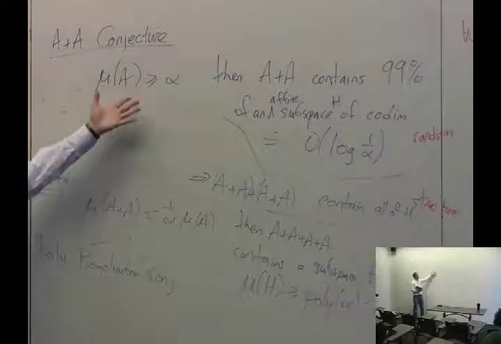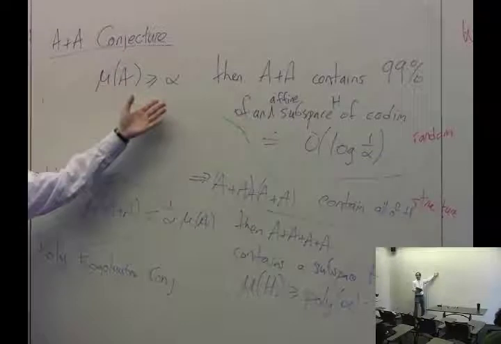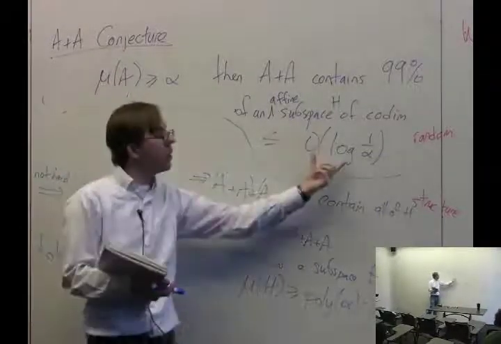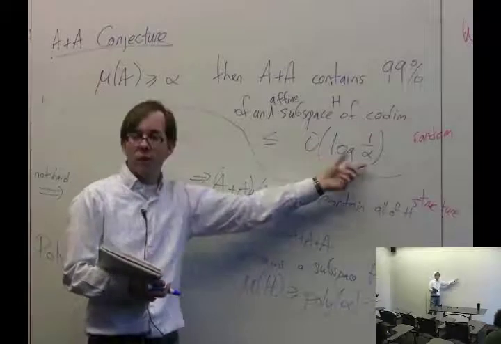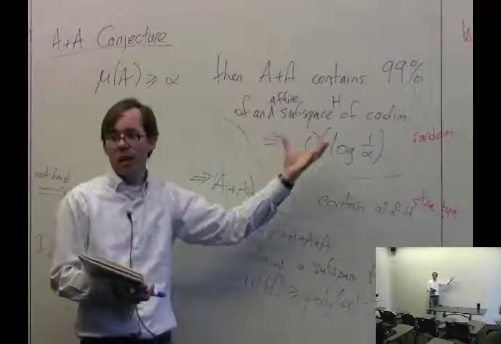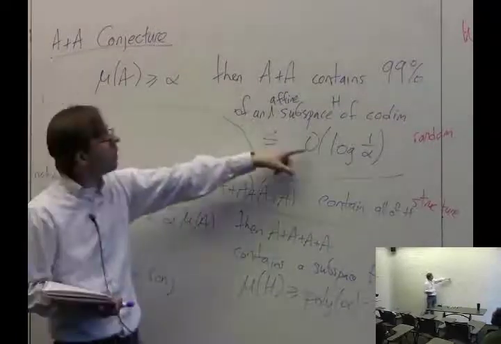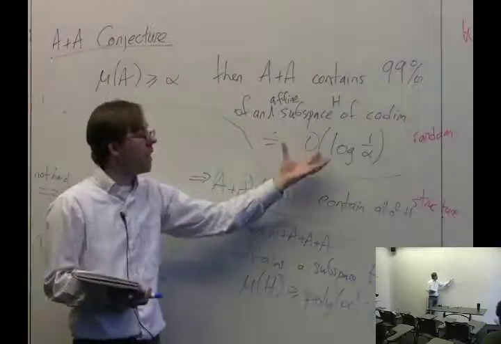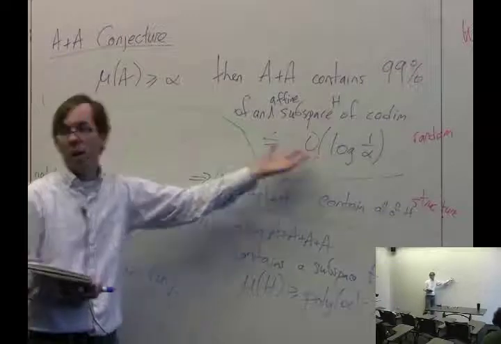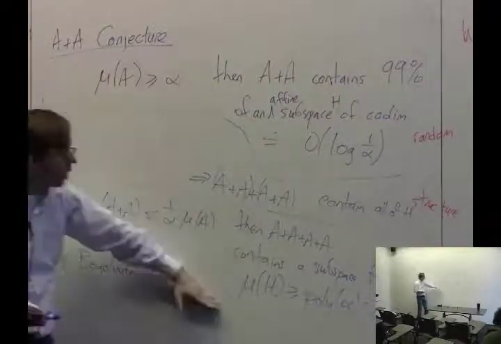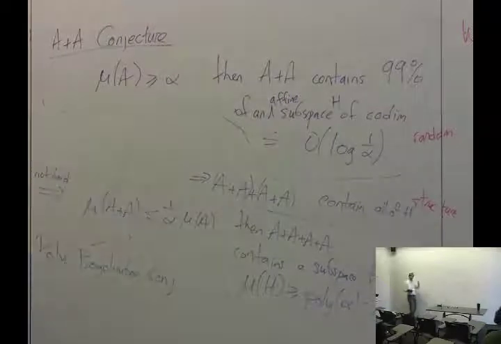Back up here, you're imagining A is already an alpha fraction of everything anyway. So a subspace of codimension O(log 1 over alpha) has density polynomial in alpha. So you could say the conclusion here is you get a subspace whose density is at most polynomial in alpha times the density of A, or times 1. And that's the conclusion that you get down here.